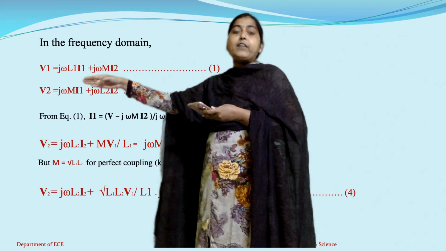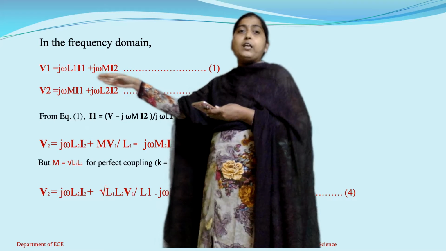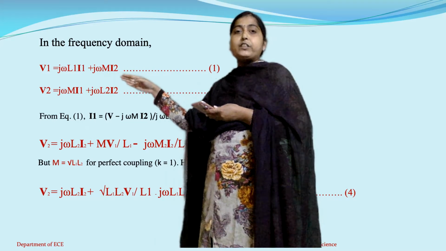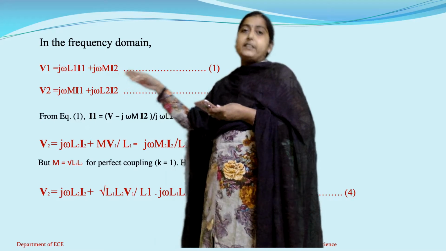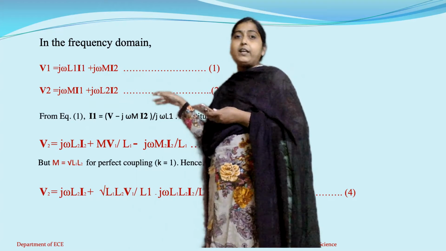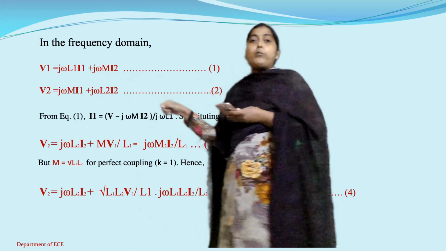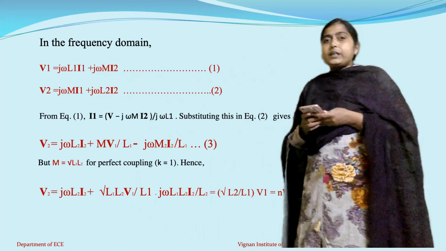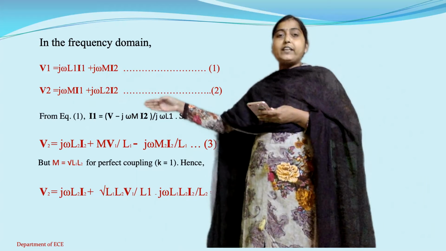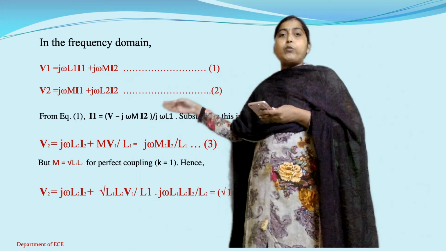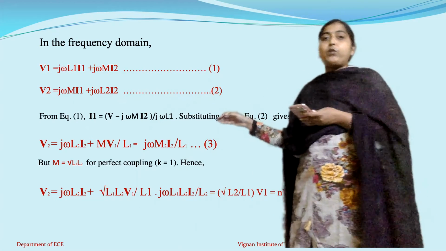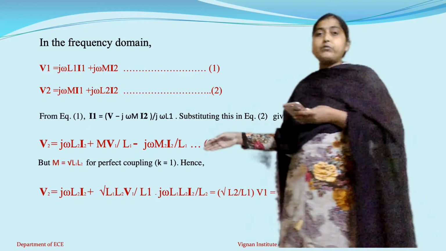Here j omega L1 I1 is the self inductance term of the first coil, plus j omega M into I2 is the mutual inductance term created on the first coil because of the current flowing in the second coil. Similarly, V2 can be written as j omega L2 into I2 plus j omega M into I1. Now from equation 1, we can write the current I1 as V1 minus j omega M into I2, whole divided by j omega L1. Now substituting this value of I1 in equation 2, we get the following equation.